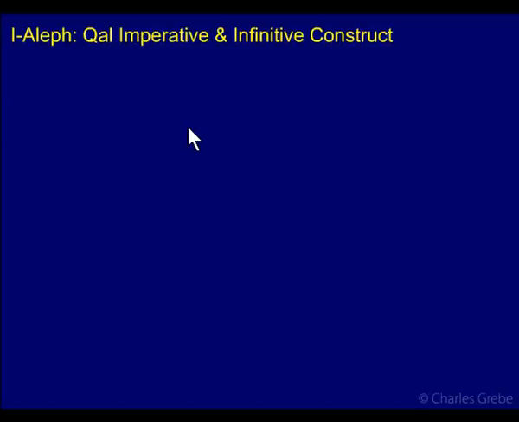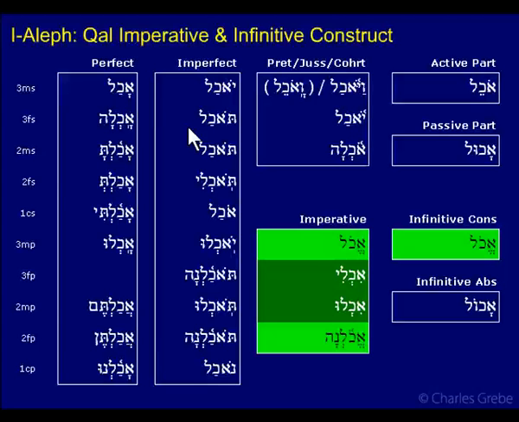First, Aleph Qal imperative and infinitive construct. Okay, this is the last module we'll do on first Aleph, at least in this chapter. And what we want to look at here quickly is the imperative and the infinitive construct. This is really simple. Here we see that the Aleph has the Chataf Segol, which is what it has a preference for, which is what we mentioned before.